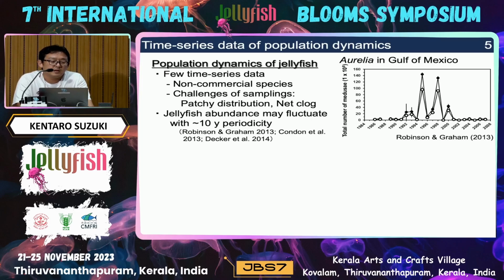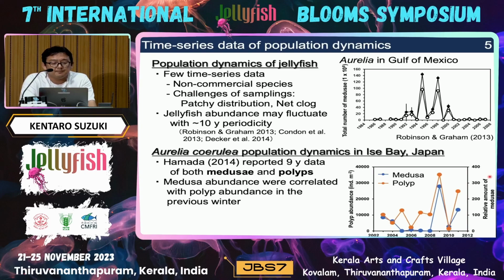However, there are only a few time series data about the population dynamics of jellyfish, because most of them are non-commercial, and there are also challenges of sampling, such as patchy distribution and net clogs. Those data suggested that jellyfish abundance may fluctuate with around 10-year periodicity. In Japan, there is a 9-year time series data set in Ise Bay reported by Hamada in 2014. This data set is kind of unique because he reported both medusa and polyp population dynamics.